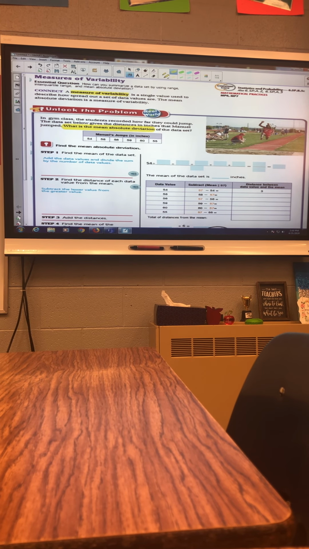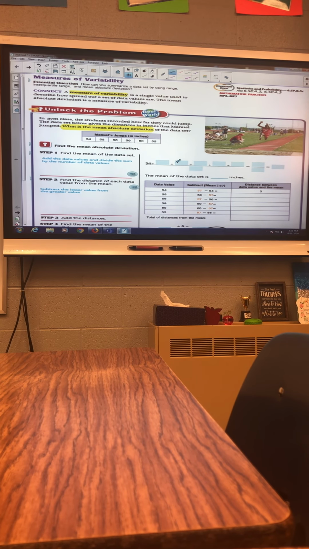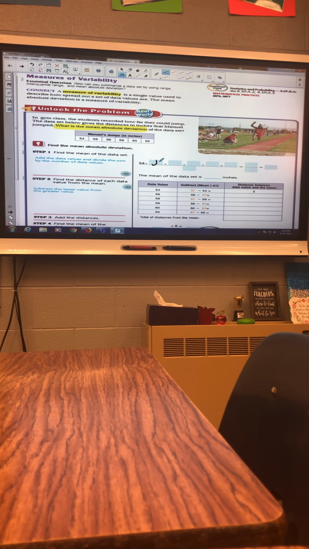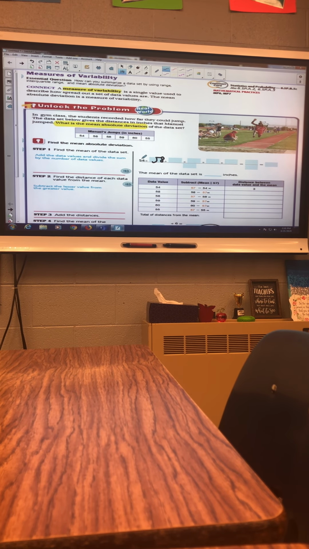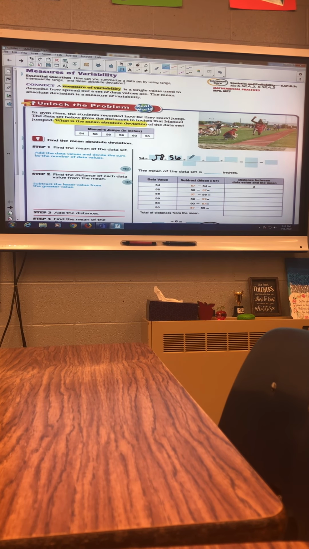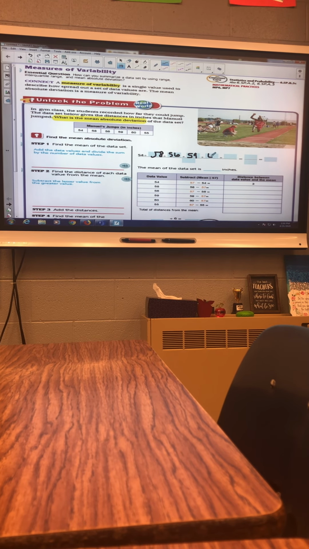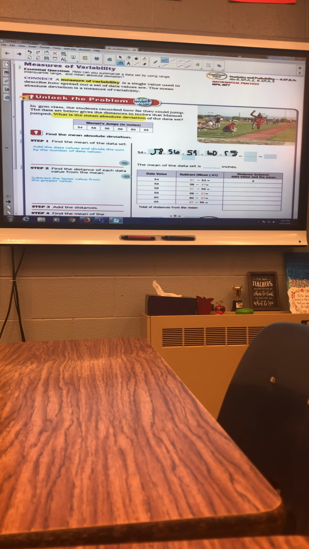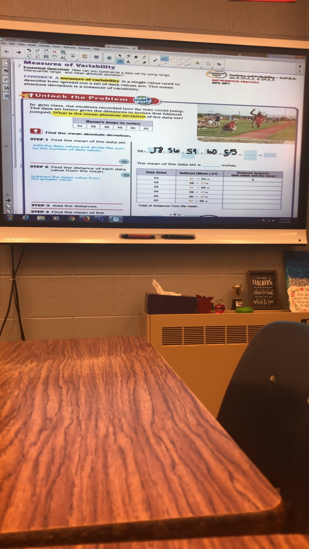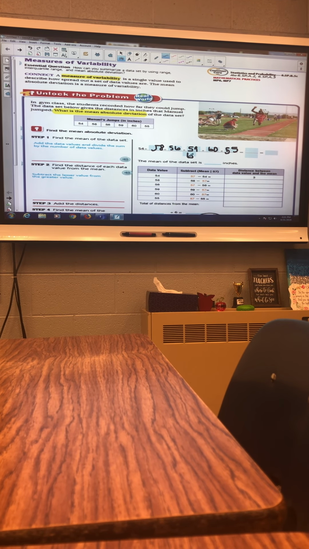To find the mean absolute deviation, the first thing we need to do is find the mean. And to find the mean, we have to add up all our values. So we have 58, 54, 58, 56, 59, 60, and 55. And you're going to divide it by 6 because that's how many values there are.